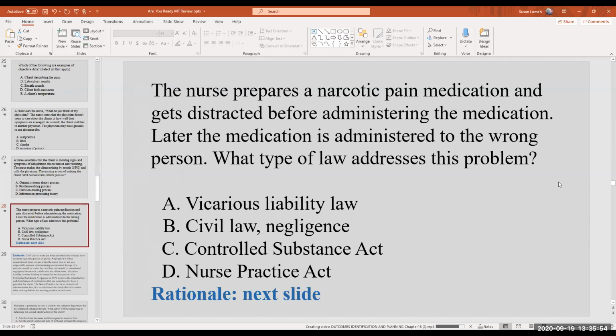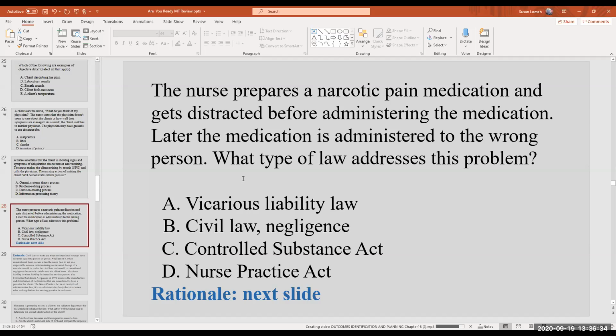All right, the nurse prepares a narcotic pain medication and gets distracted before administering the medication. Later, the medication is administered to the wrong patient. What type of law addresses this? Practice Act. D. Is it B? I'm thinking B, civil law. Okay, it is B, civil law and negligence.